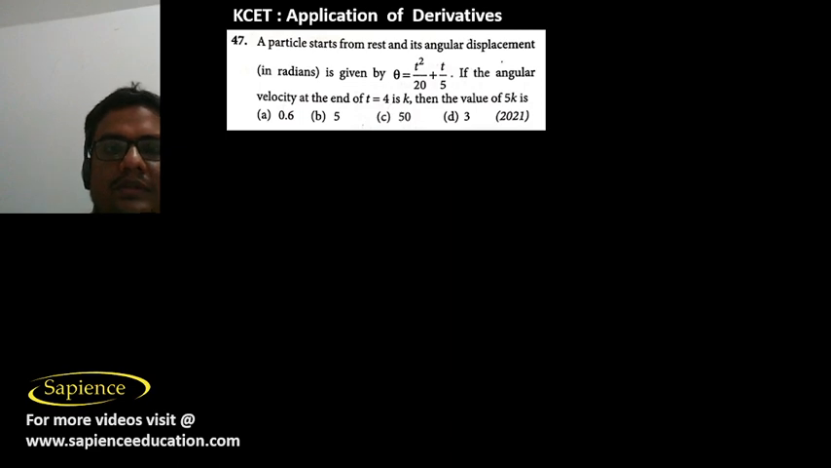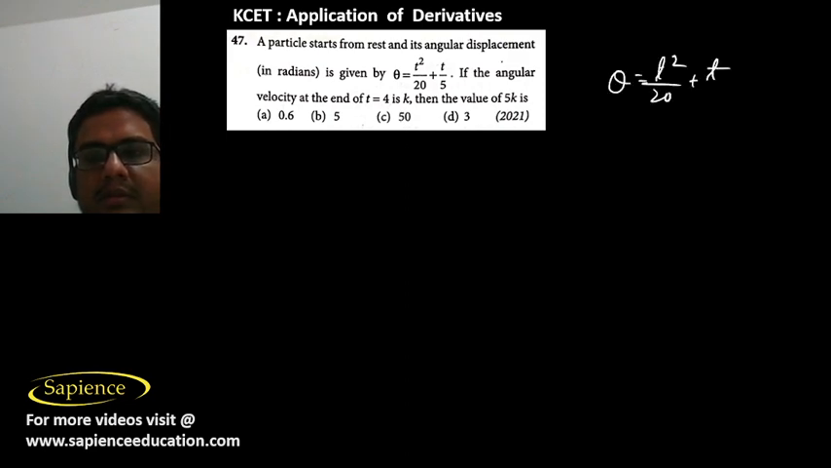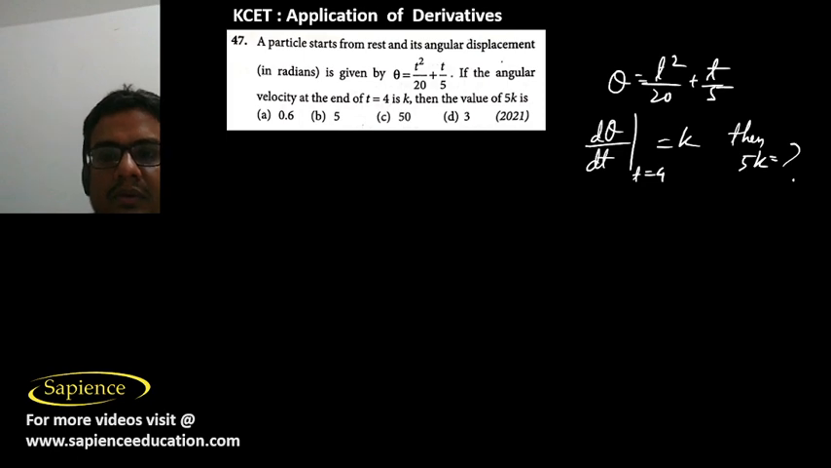Question number 47 it is told a particle starts from rest and its angular displacement is given by theta equal to t square by 20 plus t by 5. The angular velocity, which is d theta by dt at t equal to 5, is k, then find the value of 5k. So the particle starts from rest.